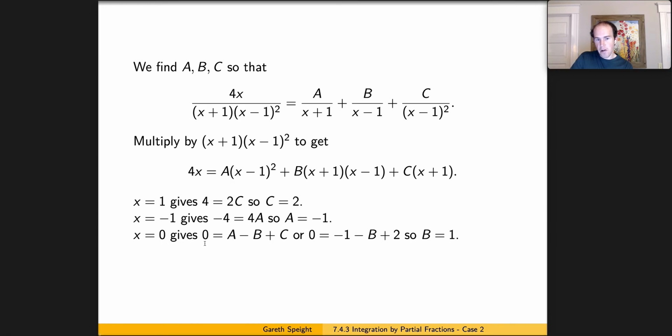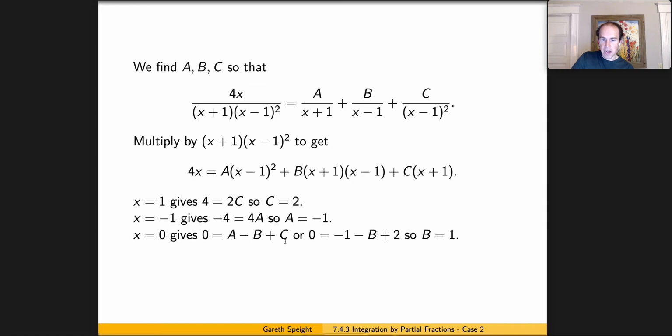If we plug in x equals 0, on the left we get 0. 4 times 0 is 0. On the right we are going to get 0 minus 1 squared. So minus 1 squared, that's 1. So we get a. Subbing in 0, we get minus 1 times b. So we have minus b. Then we have c times 1, so we have plus c. So we have 0 equals a minus b plus c.